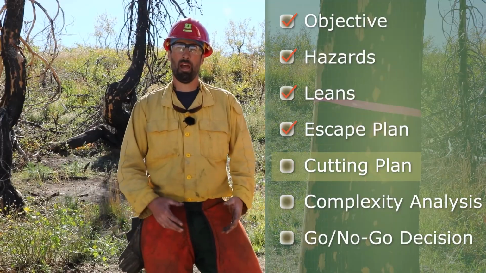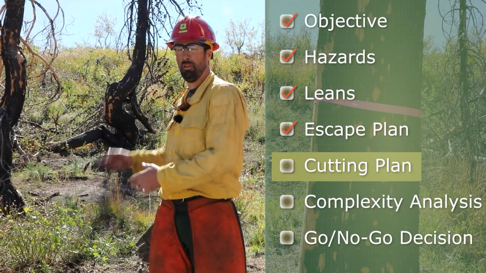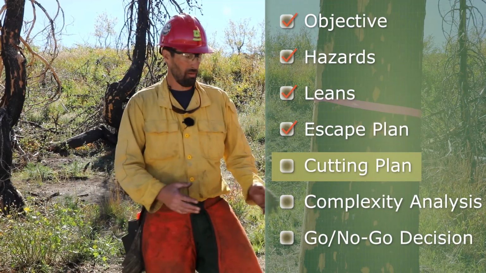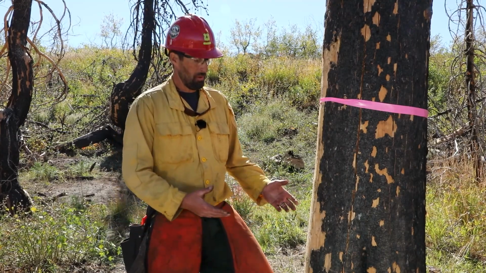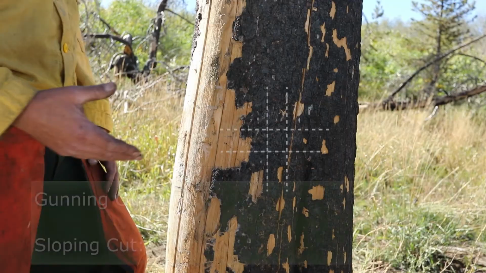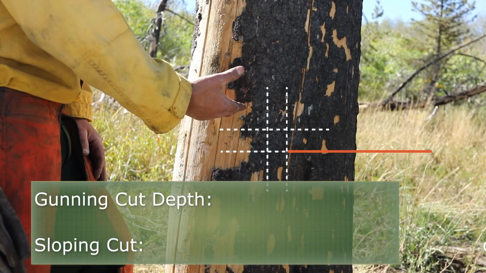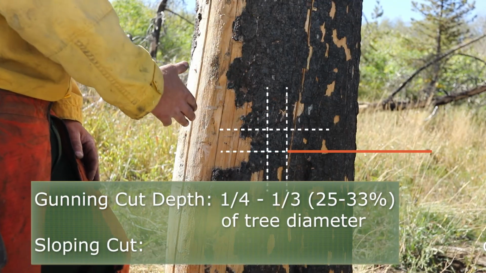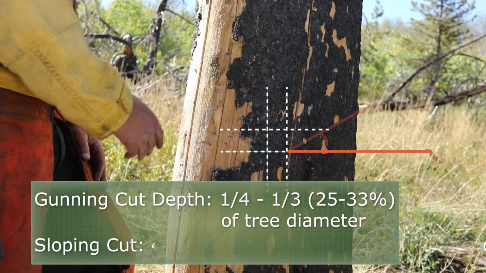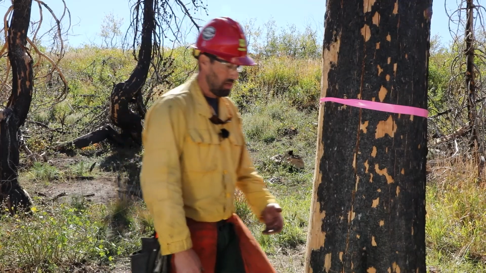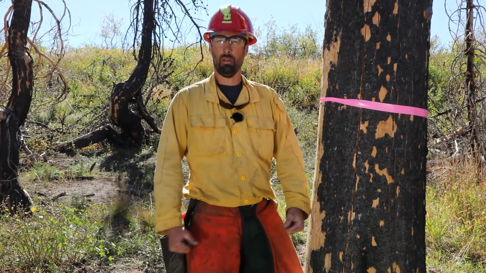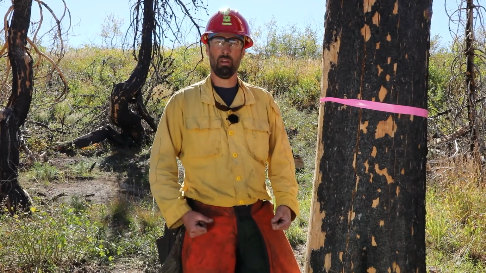Now that I've completed my hazard and lean analysis and developed an escape plan, let's talk about the cut plan. For this tree, a conventional undercut is totally appropriate. The conventional cut consists of a gunning cut, roughly 1/4 to 1/3 the depth of the overall diameter of the tree, and a 45-degree sloping cut. When I initiate my gunning cut, I want to initiate it at a comfortable cutting height, typically about waist height.